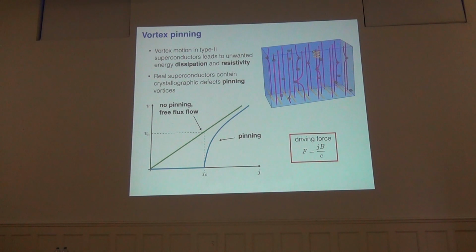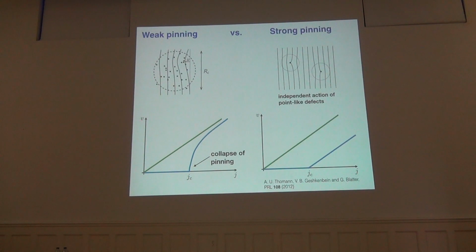So this is when pinning comes to rescue us. If vortices are pinned to defects, they don't move provided the drive is sufficiently low. So for drive below the critical current, JC, we have no vortex motion, and then when the drive is sufficiently large, the vortices start moving. So it's very important to understand the origin of this critical pinning force, the vortex pinning mechanism, and also the mechanism of depinning. And this is addressed usually within two frameworks called the weak pinning and strong pinning theory.